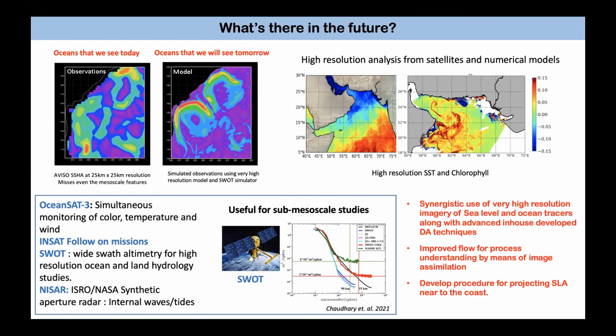So we will be aiming in future to make synergistic use of very high resolution imagery of sea level and ocean tracers, along with advanced data assimilation techniques, to improve the flow for process studies by means of image assimilation, and also to develop techniques for projecting sea level near to the coast. So this was a glimpse of what we have been doing currently and what we will be doing in the near future.